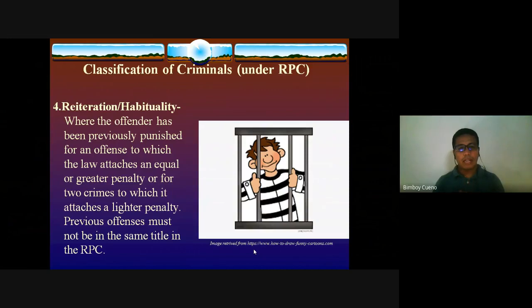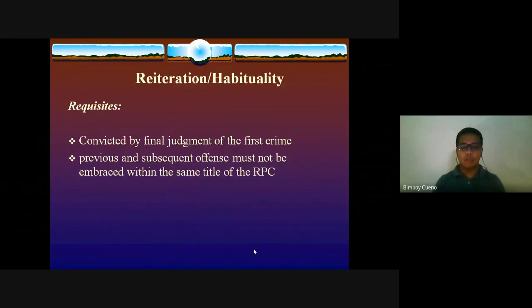Last classification, reiteration or habituality, where the offender has been previously punished for an offense to which the law attaches an equal or greater penalty, or for two crimes to which it attaches a lighter penalty. Previous offenses must not be in the same title in the Revised Penal Code. So basically, the only difference between recidivism and reiteration is requirement number two. Because if we examine it carefully, they have the same requirement in number one. Recidivism and reiteration require that the person should be convicted by final judgment of the first crime.